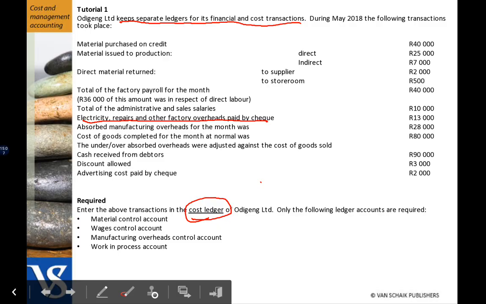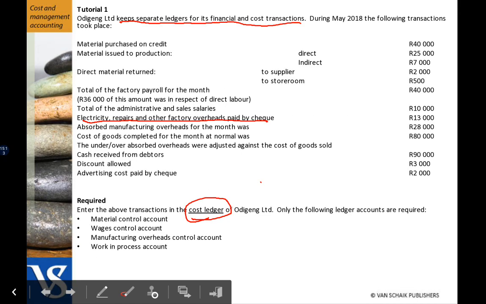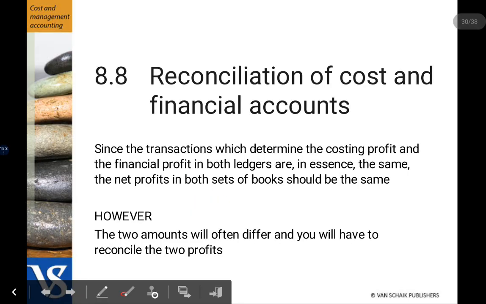Alright, that's all. Now that you've noticed that, guys, there are transactions that we haven't done anything about, like discount allowed, and on the financial side they are going to make the record about those transactions. At the end of the day, when we look at the net profit or loss, you'll find that there are some discrepancies. If you've got those discrepancies, you need to do the reconciliation. You need to reconcile the difference that you have on your cost and financial accounts.